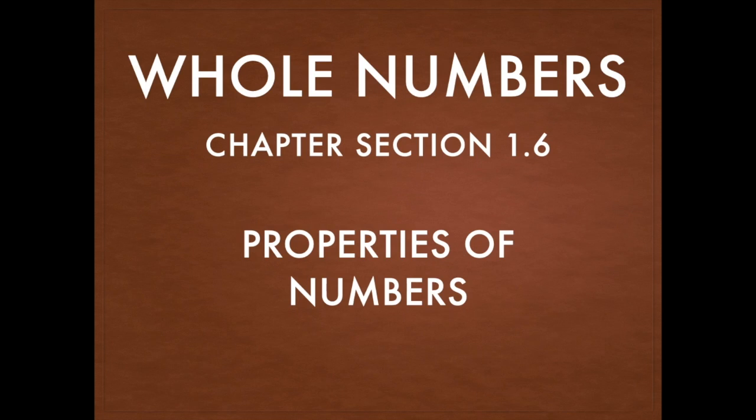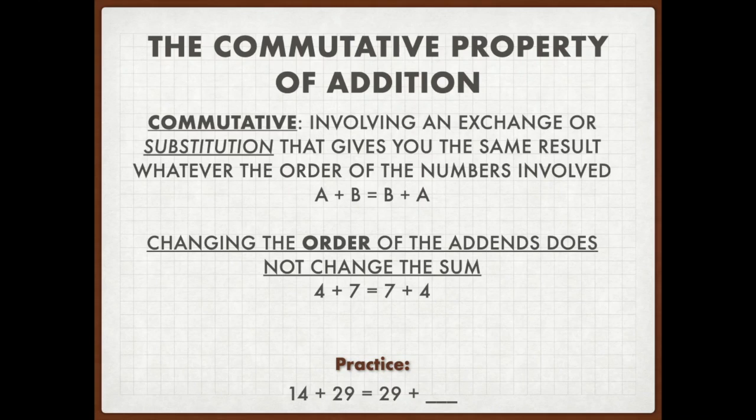Today we're going to focus on the different properties of numbers. The commutative property of addition involves an exchange or substitution. So when we have a substitution, think about a sports game. Someone's sitting on the bench, someone's playing. If we substitute the players, we switch them out. So the one that's playing is now on the bench. The one that's on the bench is now playing.